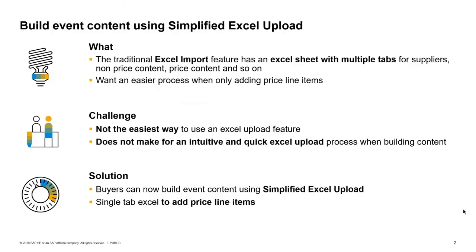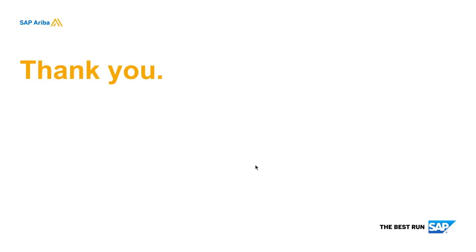So here's what we've seen in the solution. One single tab that makes it easy for us buyers to just go and upload event content and add line items without having to go through the multiple tabs. This is what I had planned to cover in this video.